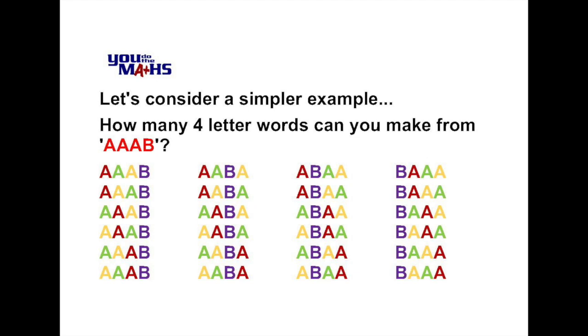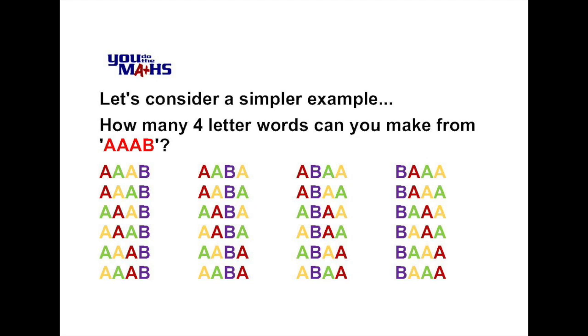So let's have a look at another example. This time we've got 4 letters, but we've got a repeat of the letter A. In fact, it occurs 3 times out of the 4. If we just listed all the possibilities using different colours, we can see that we've got 4 factorial, which is 24. But by rearranging the A's, they end up being the same word. We can see in our table that there are 4 columns of the same word repeated 6 times.